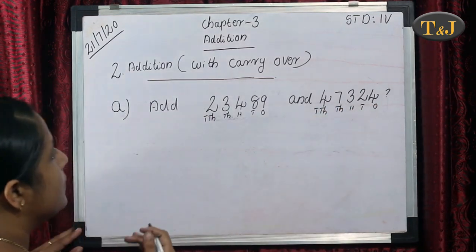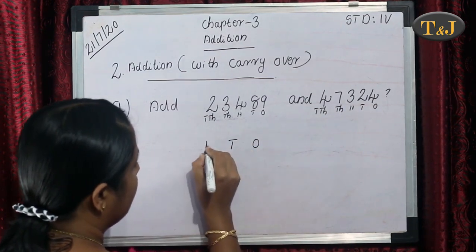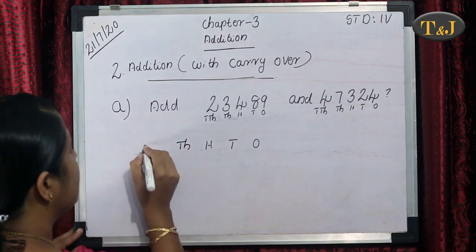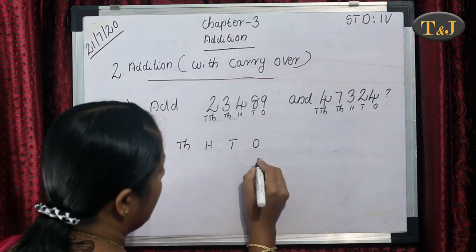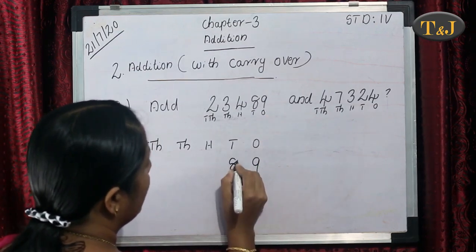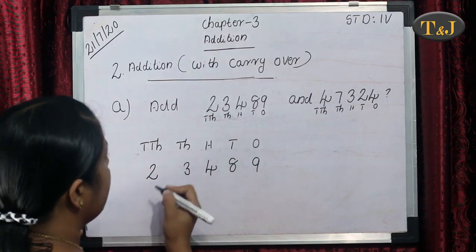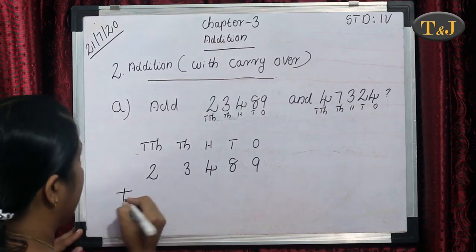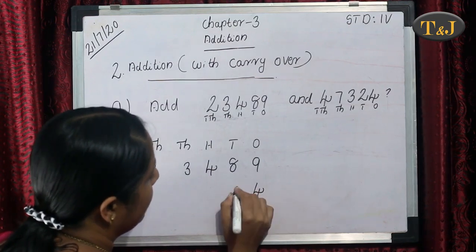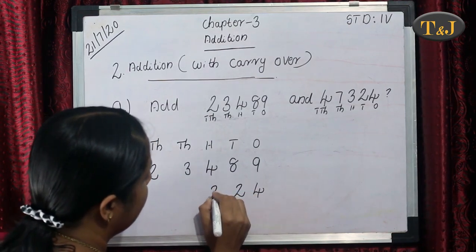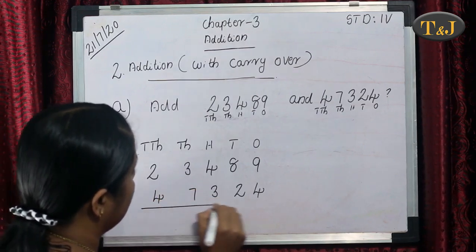Then find out the answer. First we have to write the places of these digits: ones, tens, hundreds, thousands, then last place is 10,000. Then we are writing the values, that is 9 in ones place, 8 in tens place, 4 in hundreds place, 3 in thousands place and last 2 in 10,000 place. Then adding plus sign. Here the first number in the second row is 4 in ones place, then 2 in tens place, 3 in hundreds place, 7 in thousands place and last 4 is in 10,000 place.